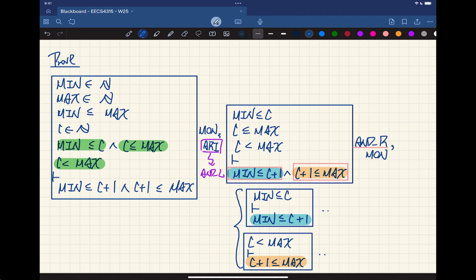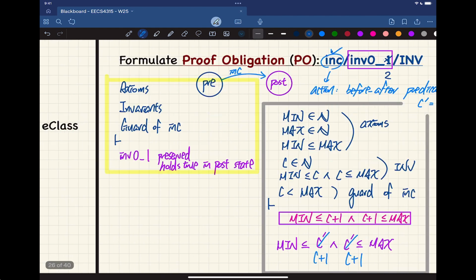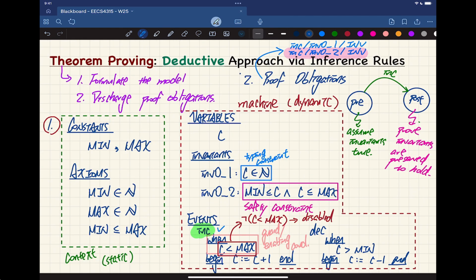So that's about the approach for theorem proving. Let me recap very quickly, and then I'm going to make just two notes, and then we can move on to model checking. In some ways, it's more like a quick revisit to 3342. So what we did in 3342, in essence, is as follows. We have to define our model, which will be the static part and also the dynamic part. And then you got to understand the state transition about each event. And we can formulate various proof obligations, and one of them will be about invariant preservation for each event.